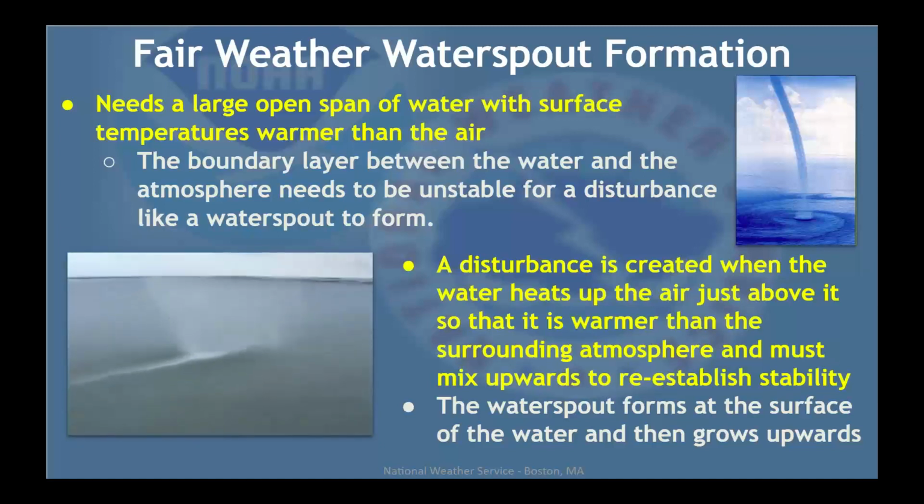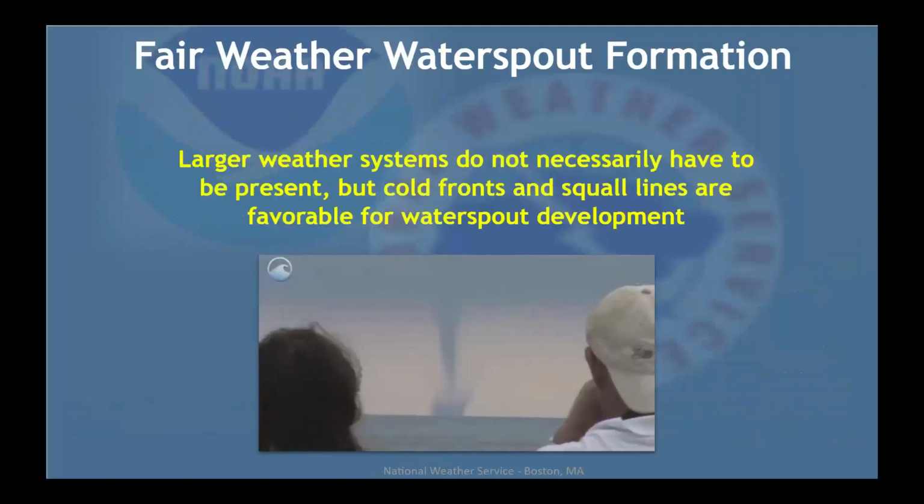And so these waterspouts will form at the surface through the process I just laid out, and they will start to grow upwards from there. So with these types of waterspouts, like I said, thunderstorms don't have to be present, and large weather systems don't necessarily have to be present. They oftentimes are, but they don't have to be. Often cold fronts and squall lines are favorable for waterspout development to kick that off.